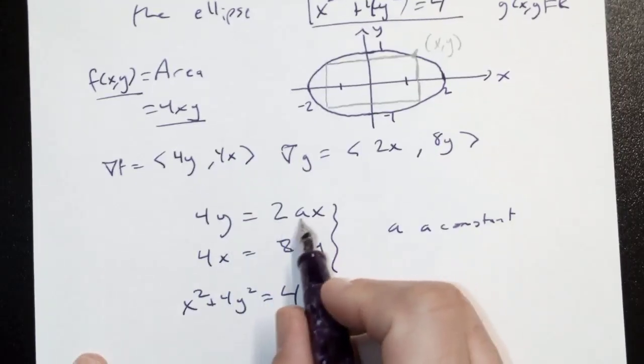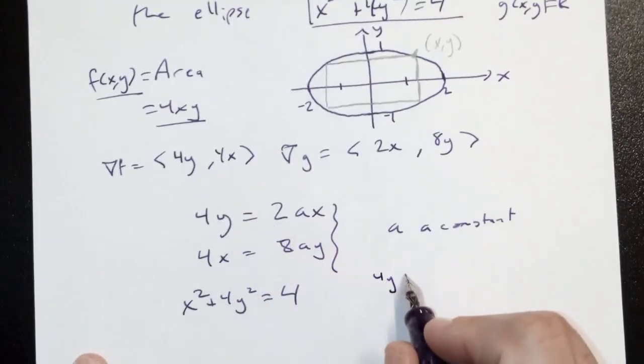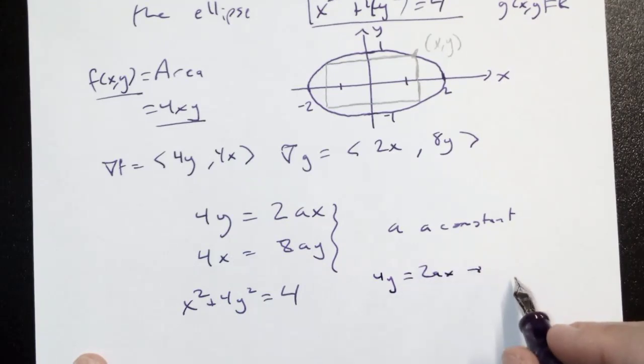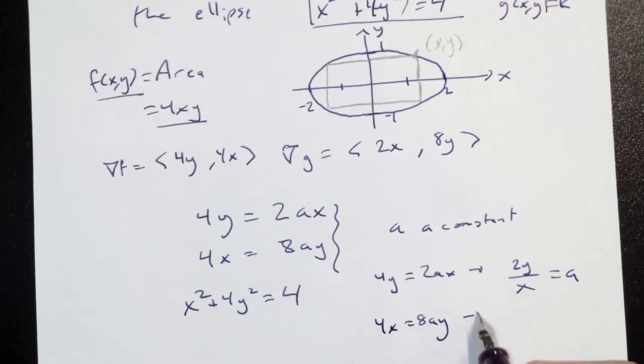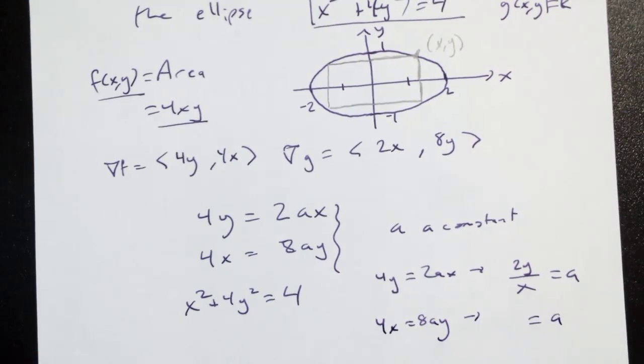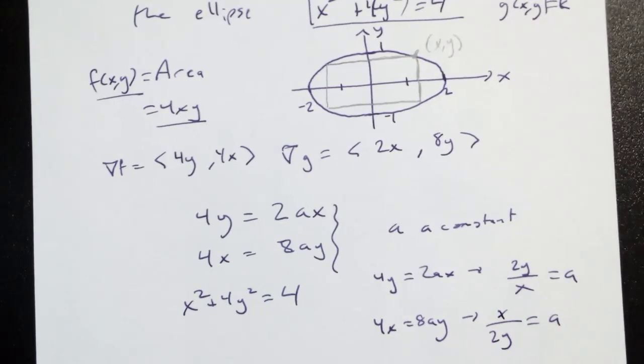Because I could divide by 2x here. 4y equals 2ax becomes 2y over x equals a. Because x is not 0, I'm allowed to divide by it. And similarly, 4x equals 8ay becomes something else equals a. What do I get there? Well, if those are both equal to a, then they're equal to each other.